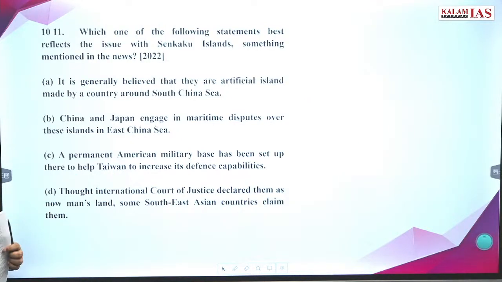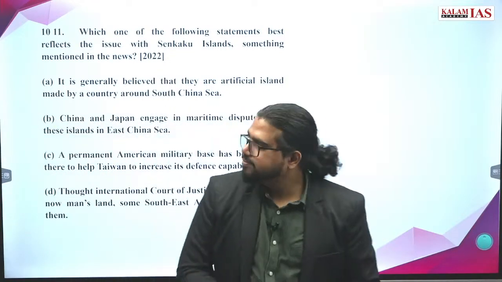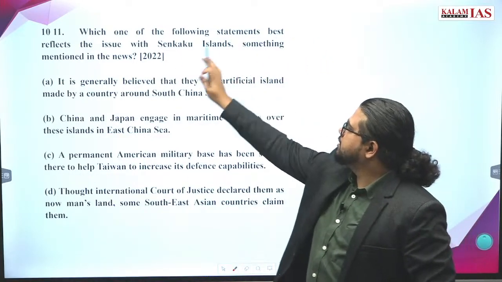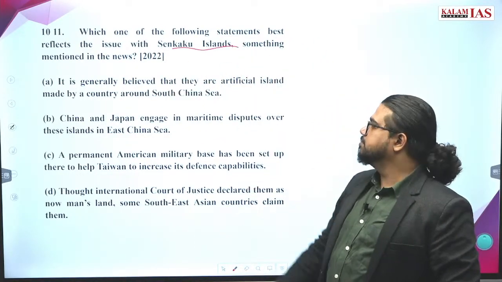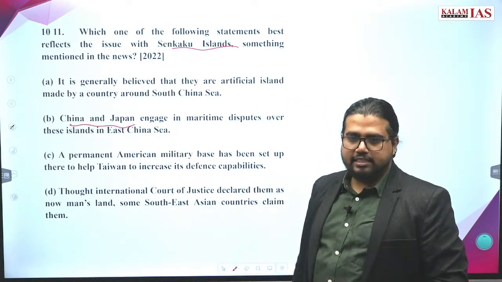Go to the 10th question. It will be the 11th in your sheet. It is about the Senkaku dispute, very easy. What is the takeaway from this question? Every one of you, we have discussed this Senkaku issue many times. What is the answer? Which one of the following statements best reflects the issue with Senkaku? Something mentioned in the news. It is a territorial conflict between China and Japan.